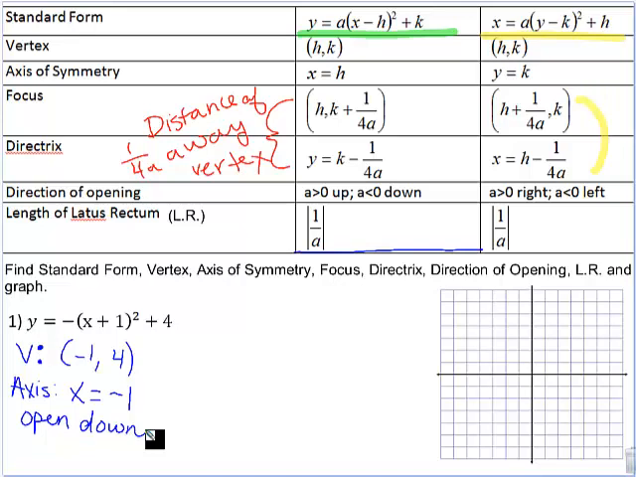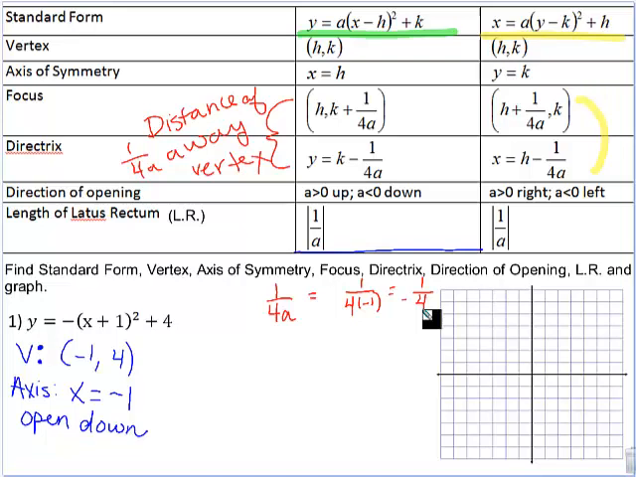Okay? So now we're going to add on the new stuff. So we're going to find the focus and the directrix. In order to find the focus and the directrix, we need to figure out what 1 over 4a is. Where do you get the a? Well, where's the a in the standard form? Front, so it's negative 1. Okay, so the a is negative 1 here. So 1 over 4 times negative 1 is? 1 over negative 4. Okay. So a fourth is our distance away.